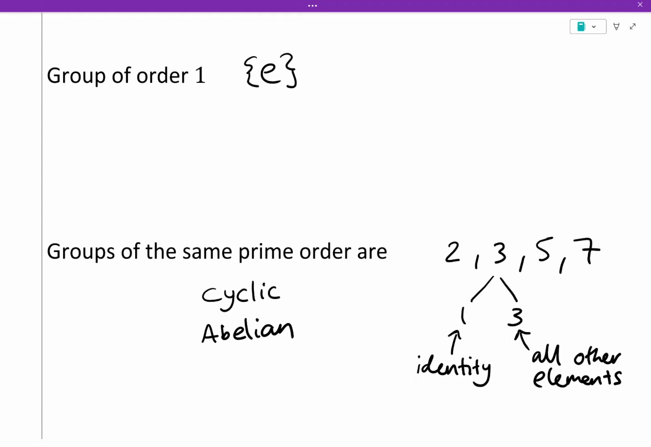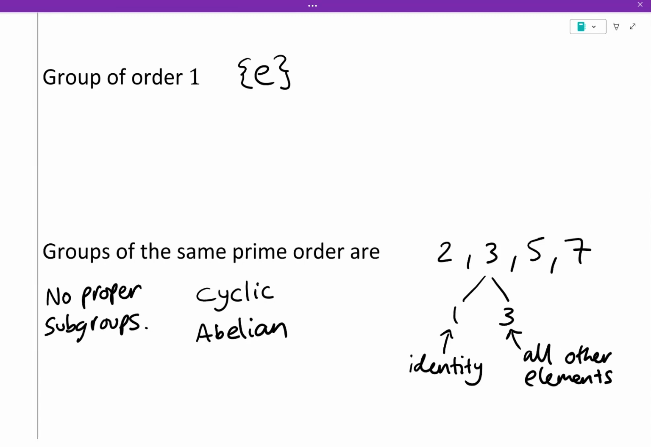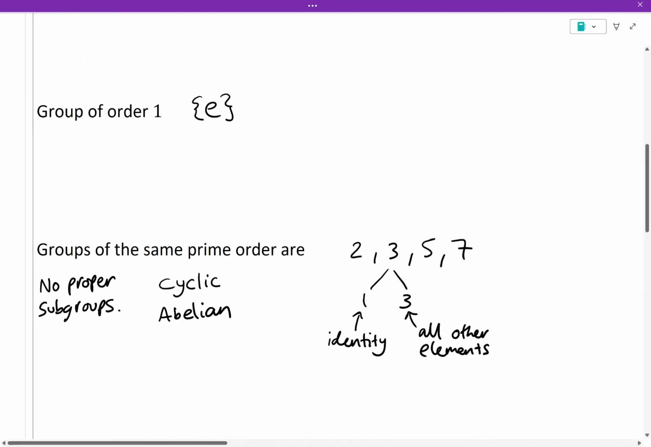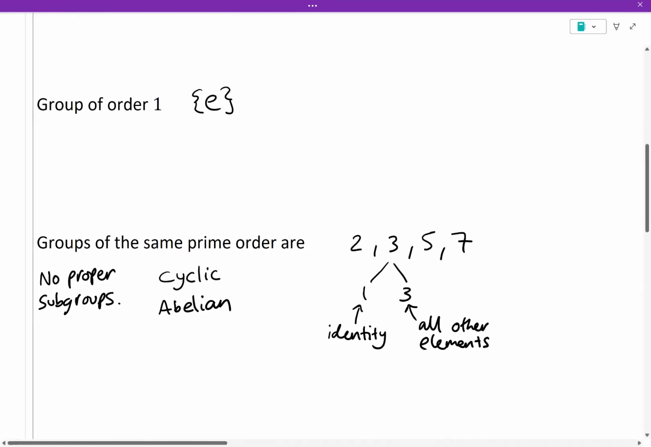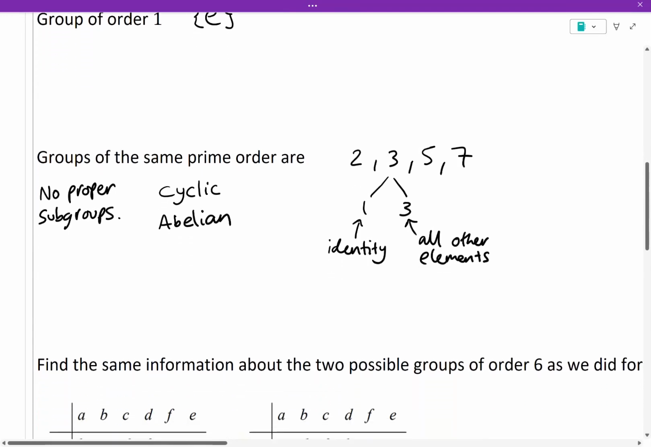Also, thinking about subgroups, our possible subgroup orders are the same as the element orders. Okay, so it'd be 1 and 3 for 3. And they would only be our improper subgroups. Okay, so there are no proper subgroups for our groups of prime order. So you should be able to infer that using your definitions of certain things relating to groups.